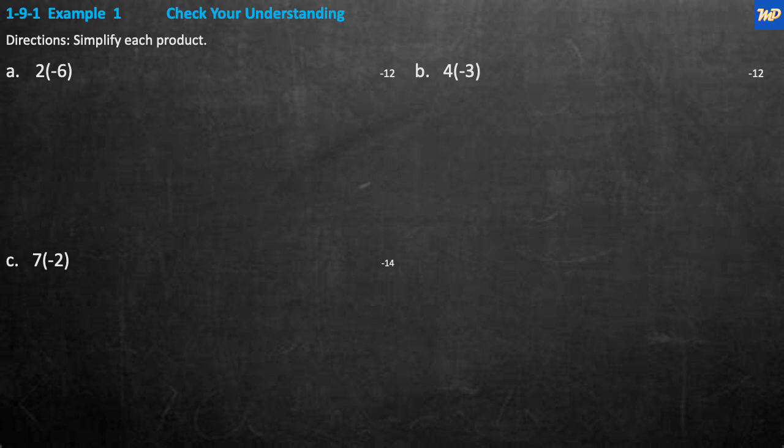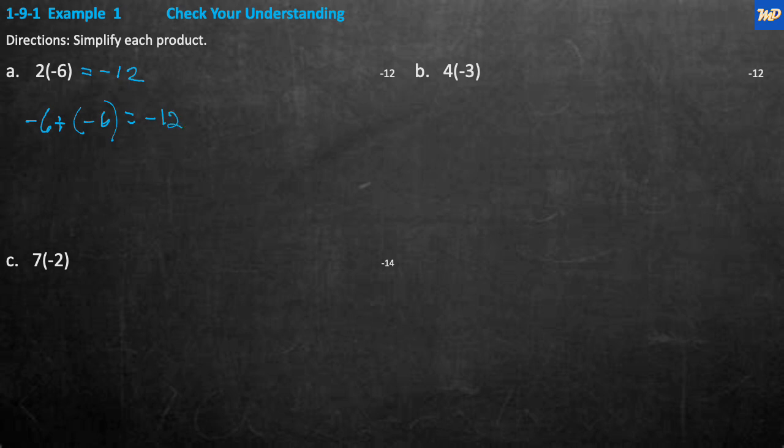Okay, example 1, check your understanding. Simplify each product. Well, the product here is 2 times the quantity of negative 6, and we know that equals negative 12. 2 times 6 is 12. But if we're going to do it by repeated addition, we're going to say negative 6 plus the quantity of negative 6. And what does that equal to? That equals negative 12.